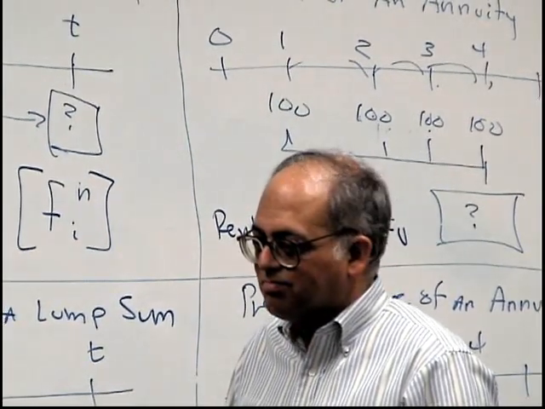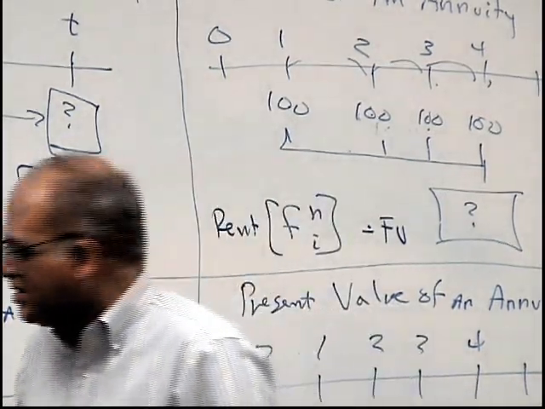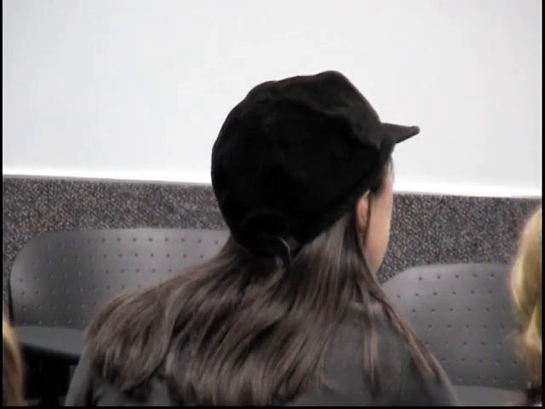Why couldn't you just calculate it? If it were an interest rate of 4% for 4 years, why couldn't you calculate it as 100/1.04, plus 100/1.04², and keep doing it? You can, and you get the same answer. So you don't even have to look at the table. That's up to you. That's another way.